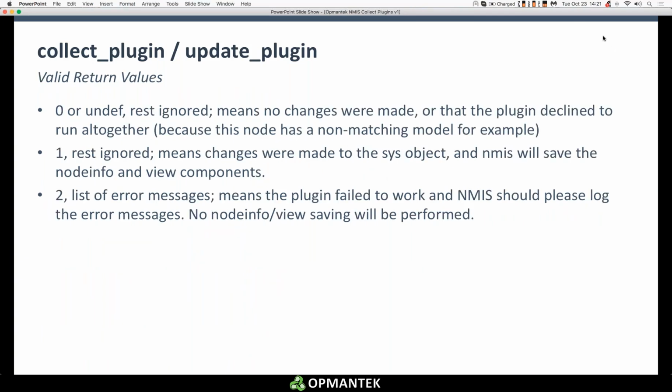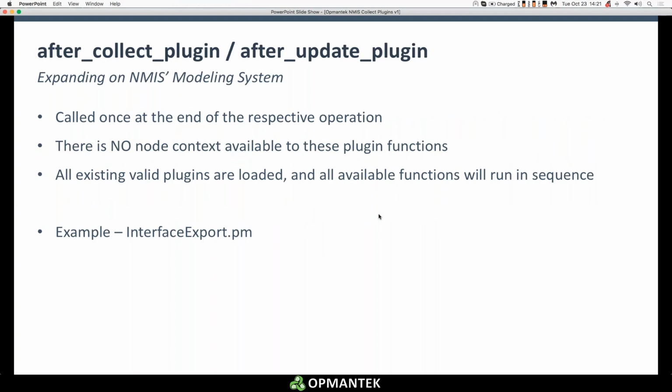So valid return values. Again, this is for collect plugins and update plugins. A 0 or undefined: the rest of it is ignored. No changes are made. A 1 means changes were made to the sys object, and NMIS will save the node info and view components. So that's important. Returning a 1 tells NMIS to save those changes. A 2 followed by a list of error messages means the plugin failed to work, and NMIS should log the error messages, and no node info or view saving will be performed, and that's an important piece.